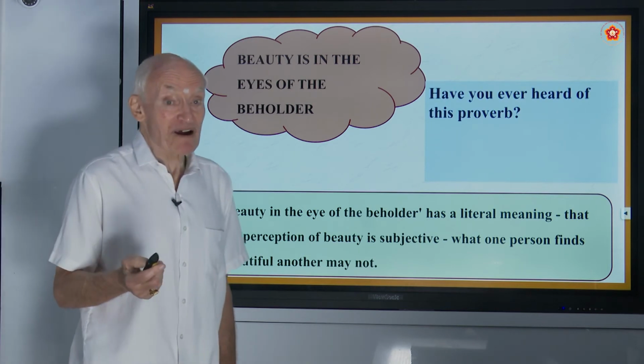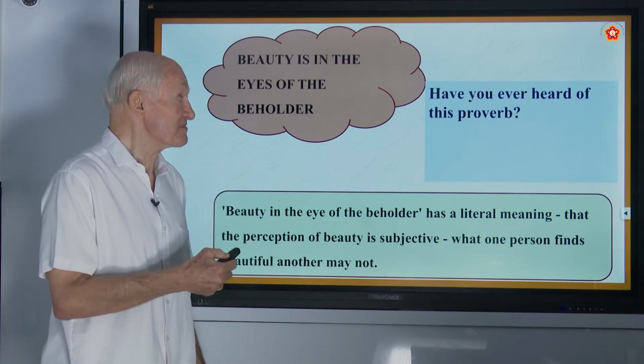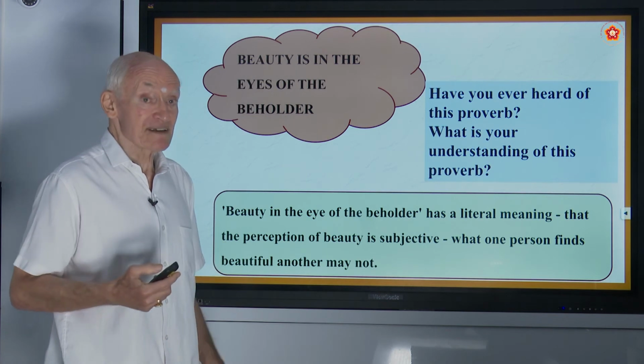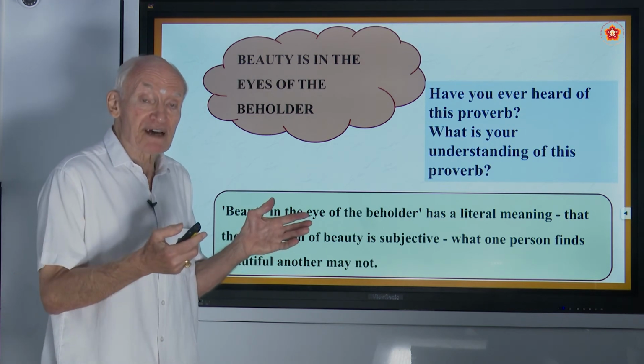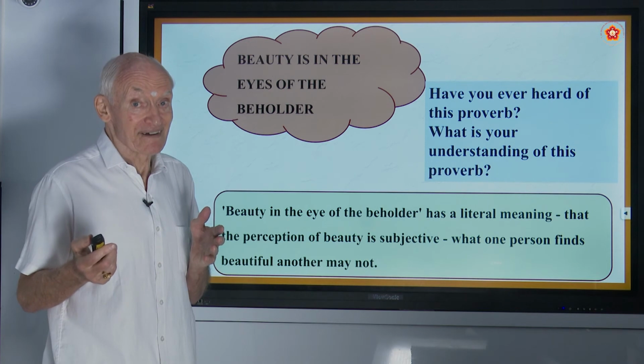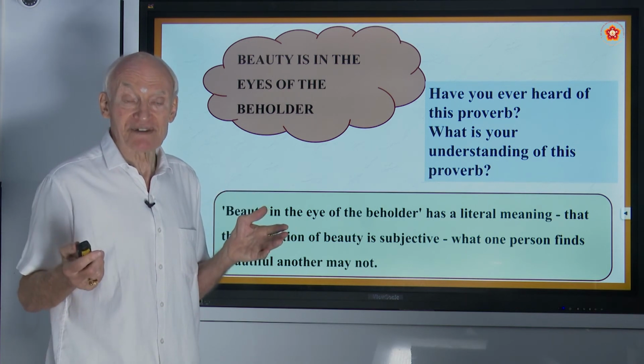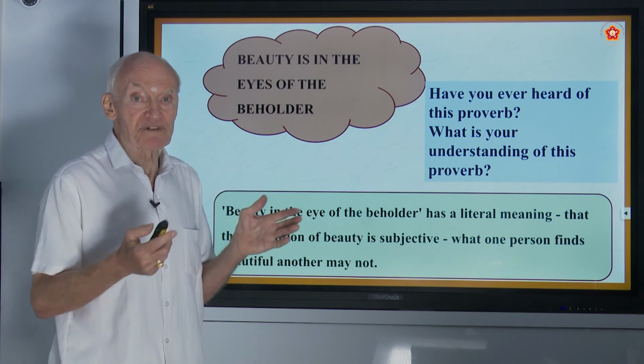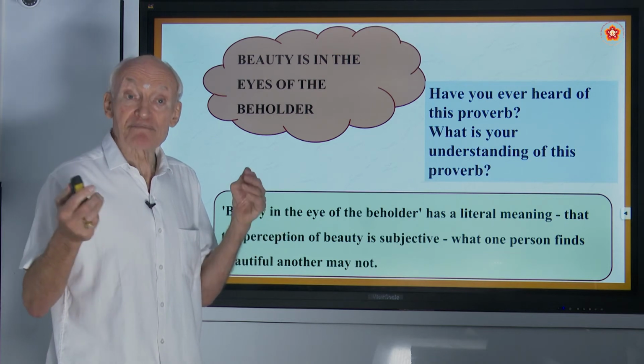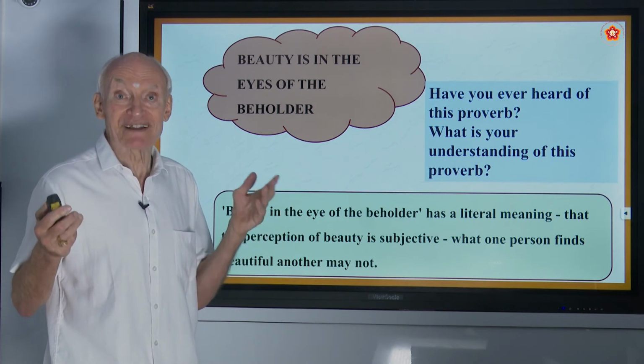Have you ever heard of this proverb? You may have heard it before. What is your understanding? The understanding is what some people like, other people don't like, okay? And so we try to have a positive attitude. We think that everybody is beautiful in their own way. Even if they're not beautiful on the outside, they can be beautiful on the inside.